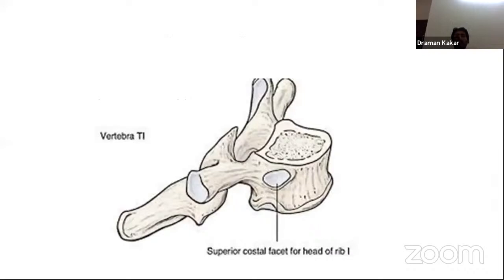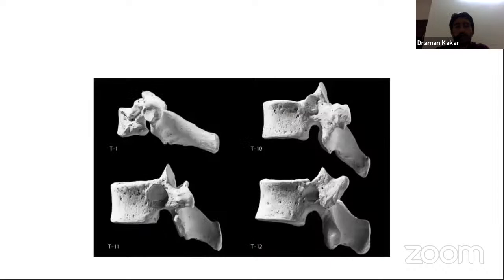This is the T1 thoracic vertebra. We can see there is only one demi-facet on the lateral surface, which articulates with the first rib. The transverse process is almost horizontal, and the spinous process is similar to that of the C7 vertebra. T9, T11, and T12 have a single demi-facet that articulates with the likely numbered ribs. The T10 has no direct articulation with the 11th rib, and the transverse processes of T11 and T12 have no articulation with the ribs.